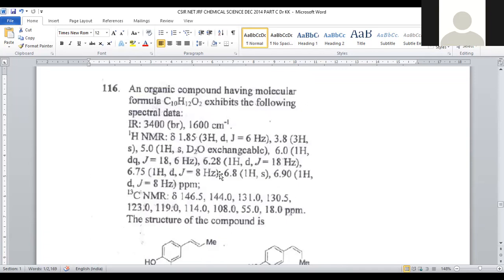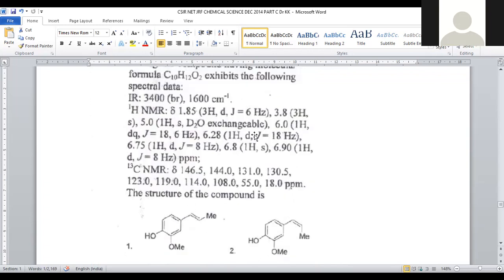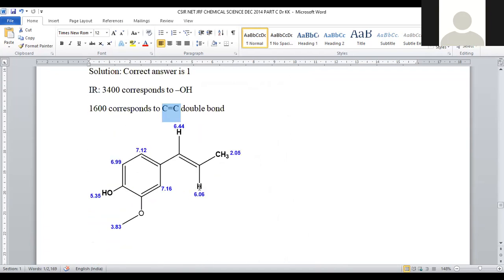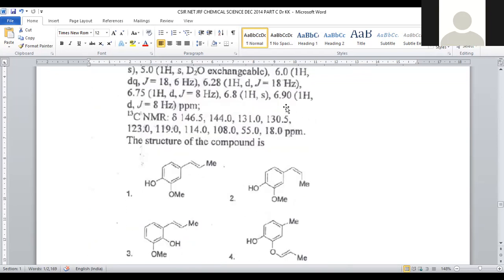Then 5.0 for 1 hydrogen, deuterium exchangeable. That indicates OH. So OH in the first, second, third. Next, 6.0 for 1 hydrogen. Where can you find that? Is it aromatic? No, the 6.0 proton is a vinylic proton. In the first compound vinylic is there, second compound vinylic is there, fourth is not required, third compound also has vinylic. So here also there is an ambiguity.